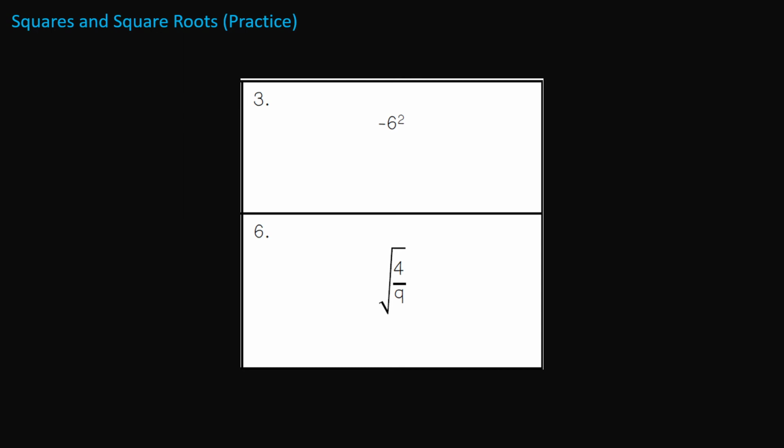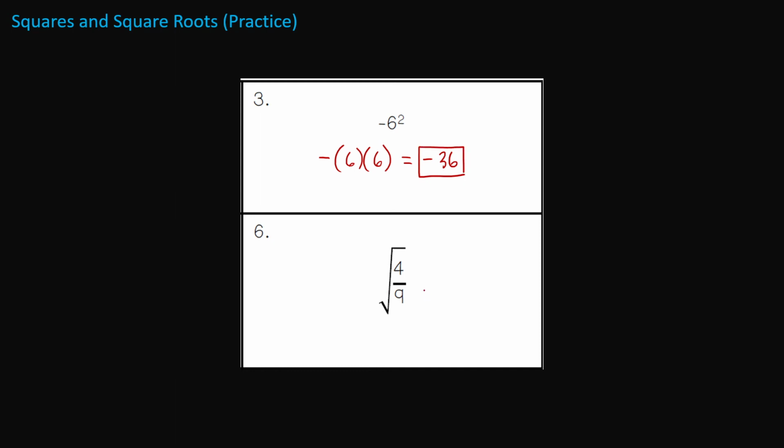So let's say we have -6 squared. Again, notice the negative sign is not inside parentheses. So what we're actually going to be doing is negative 6 times 6. We are only squaring the 6. 6 times 6 is 36, but then we have to make that negative. So our answer is -36.